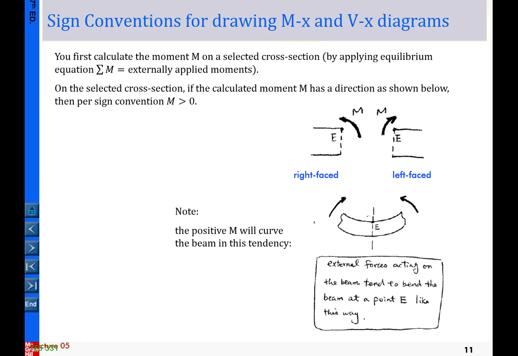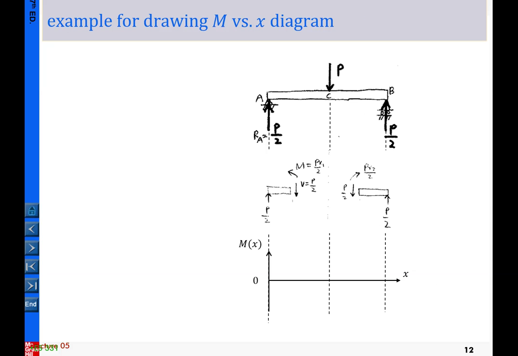And then for bending moment, for the face right and face left sections, we defined a positive as like this. Okay, again you need to memorize the sign conventions, and here is an easy hint for me to memorize: the positive bending basically will curve up the beam. Okay, so that's the way I memorize these things. So here we can exercise the same example.